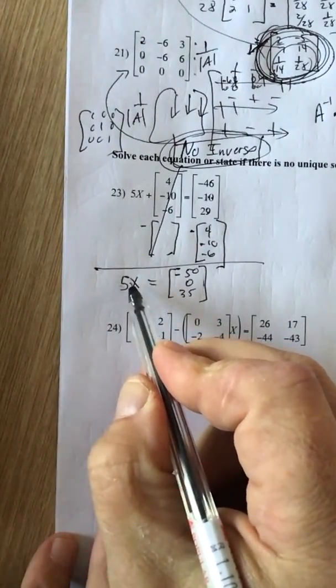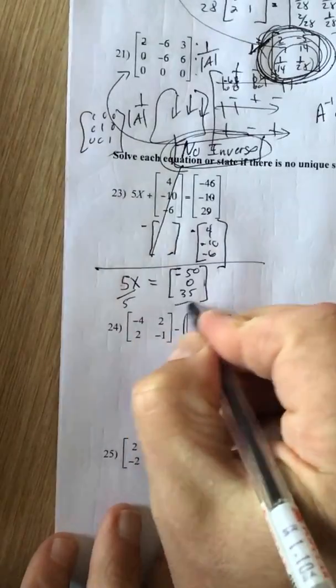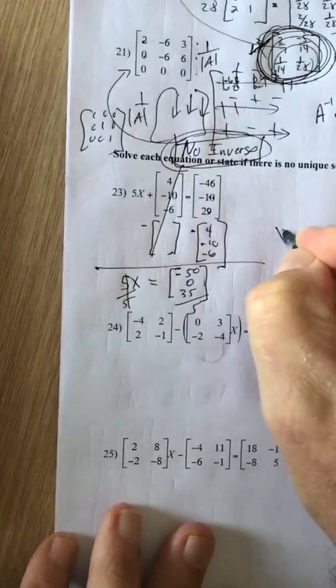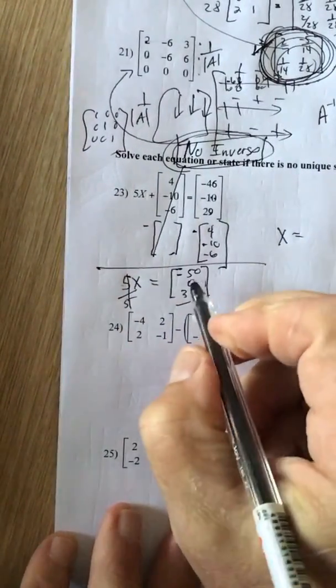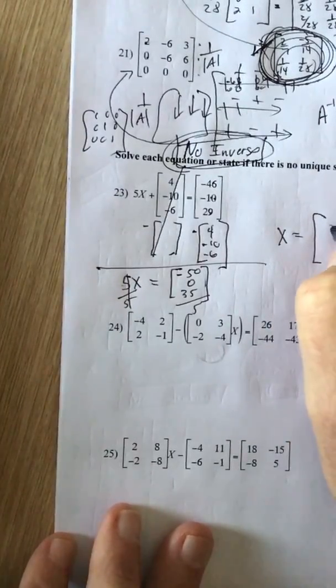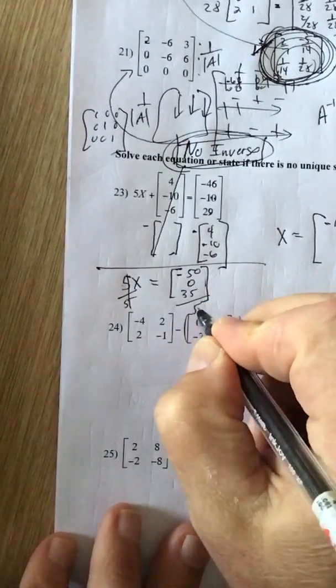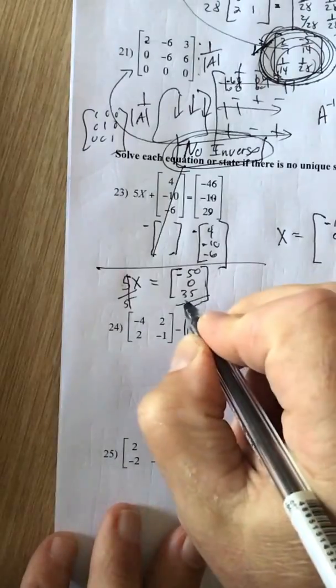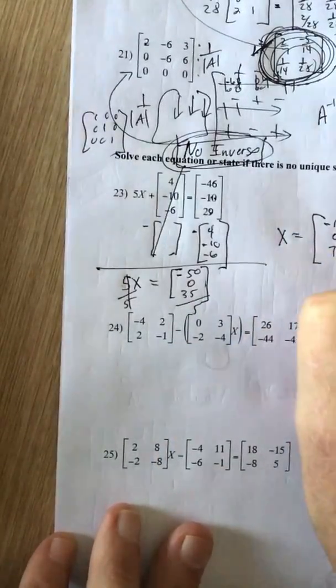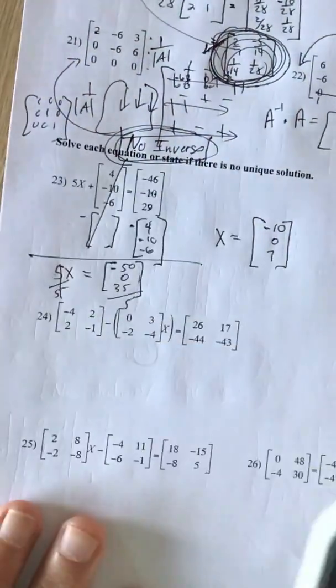Now this is scalar. That's a 5 times this one. So I can just divide both sides by 5. And now the matrix that would have made that work, negative 50 divided by 5 would be negative 10. 0 divided by 5 would still be 0. And 35 divided by 5 is 7.